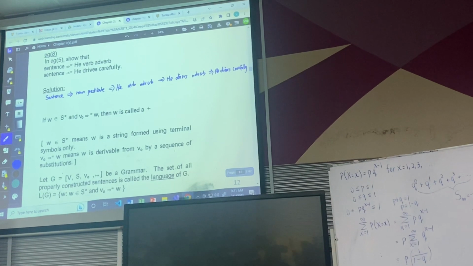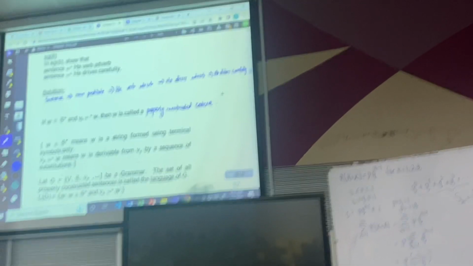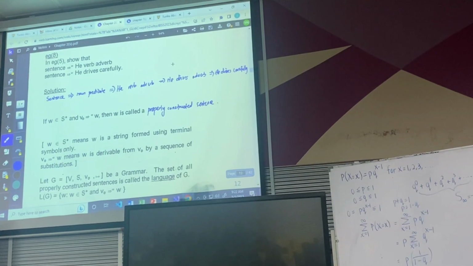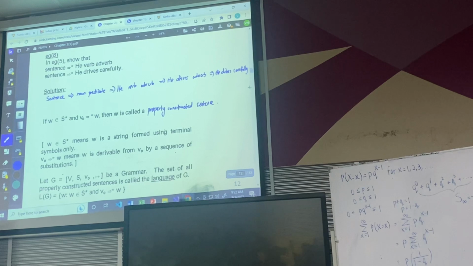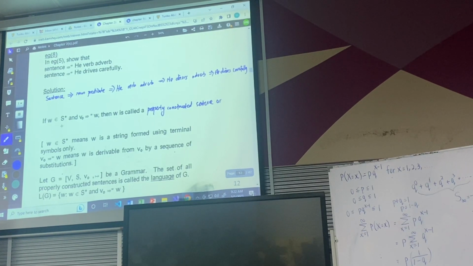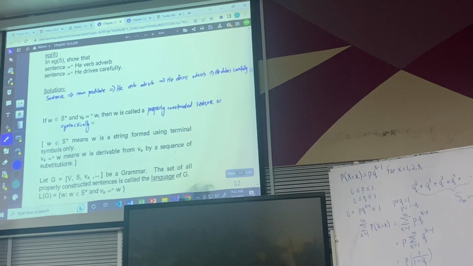So this one is called a properly constructed sentence, as long as your words form from the sentence. Or we can say that it is a syntactically correct sentence. The syntax is correct.